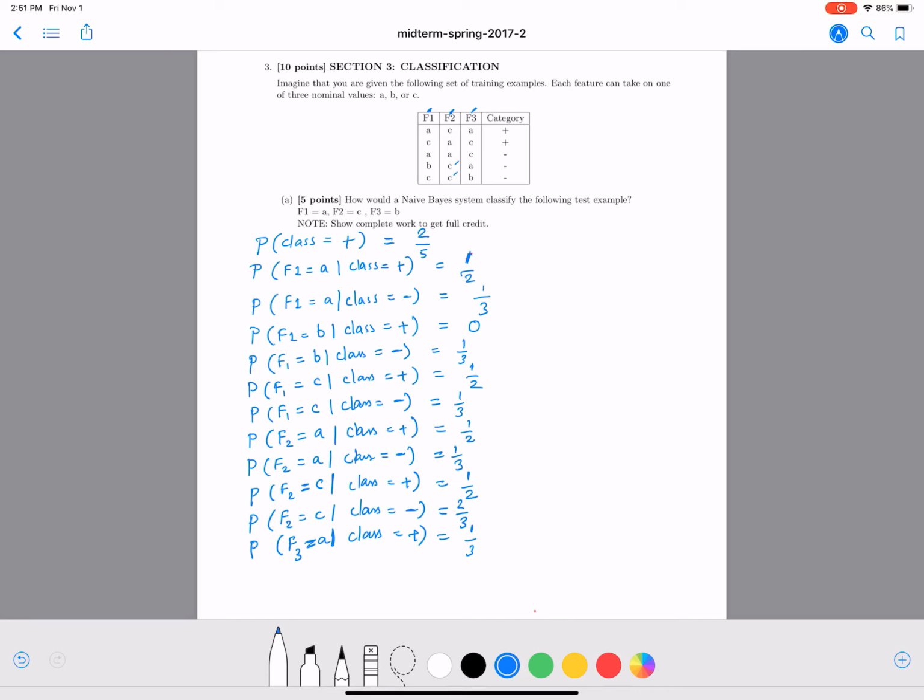Okay, so now we have probability of F3 is equal to B, class equal to plus. Is there an F3 equal to B in the training data? No. So this would be 0.